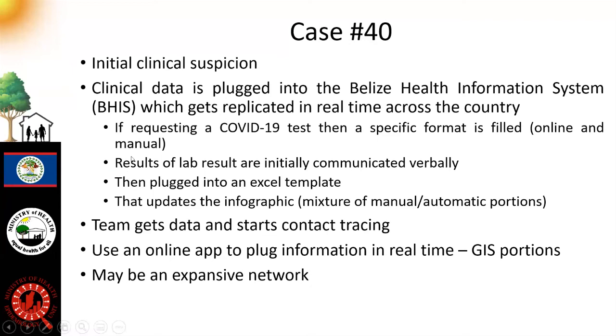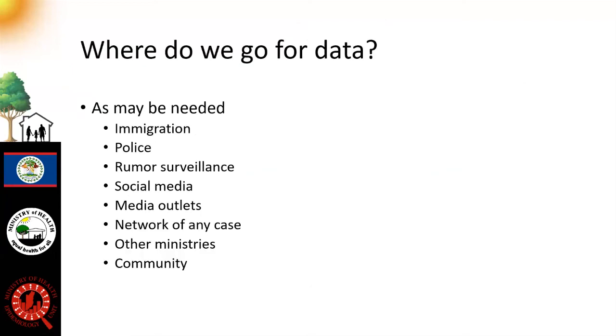Next slide. So where do we get our data from? Immigration, if needed. If we feel that you have traveled, we need to ascertain when exactly you traveled. Of course, that is no longer applicable right now because the borders are closed. But prior to the borders being closed, we could go to immigration and find out when the person left the country, when he came back, and where he said he was going.